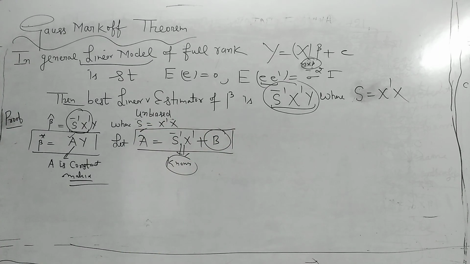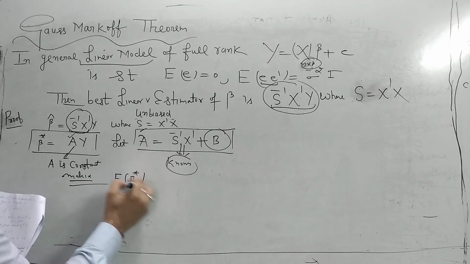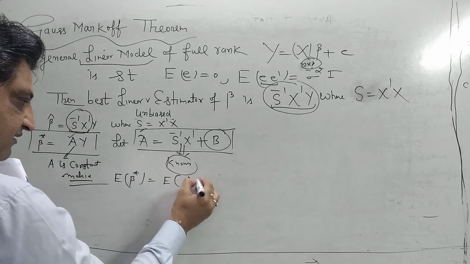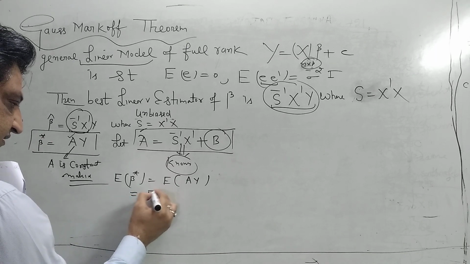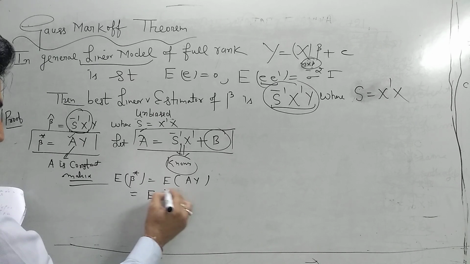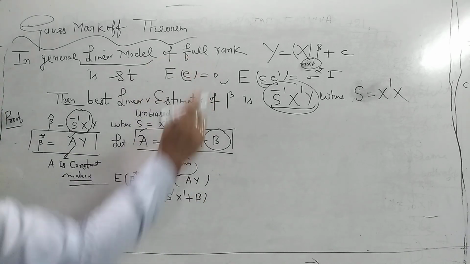So we will try to find B, and we try to make it an unbiased estimator. Unbiased estimator means कि its expectation is equal to itself. So E of β star is equal to E of Ay, and A is S inverse X' plus B, y is Xβ plus e.